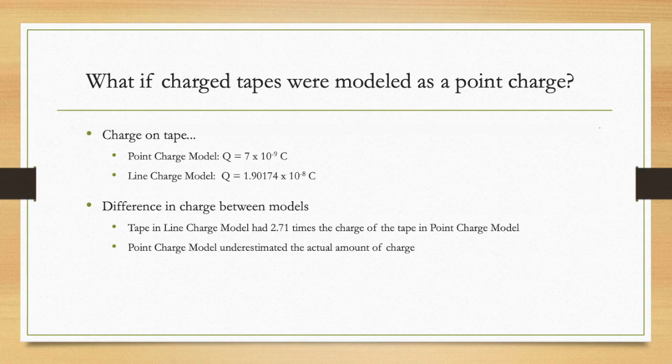So what if the charged tapes were modeled as a point charge? Like I discussed earlier, the charge of the tape determined using the point charge model was 7 times 10 to the -9 coulombs, while the charge on the tape determined using the line charge model was 1.90174 times 10 to the -8 coulombs. And this essentially means that the tape charge as calculated with the line charge model was 2.71 times the charge of the tape calculated with the point charge model. And this illustrates that the point charge model likely underestimated the actual amount of charge on the tape.